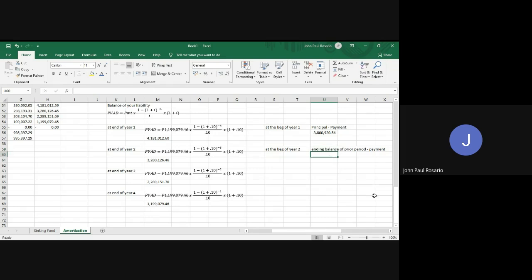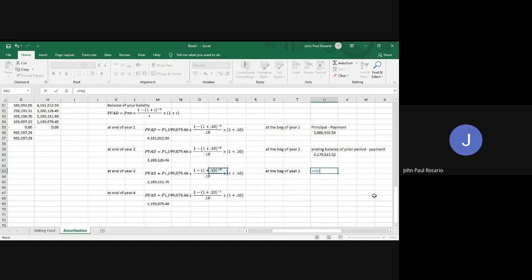So, in this case, for example, for the beginning of year 2, our balance of the prior period is of course our year-end balance at year 1, and then we deduct our 1,199,079.46, which is our payment. So at the beginning of year 2, the formula is the same.